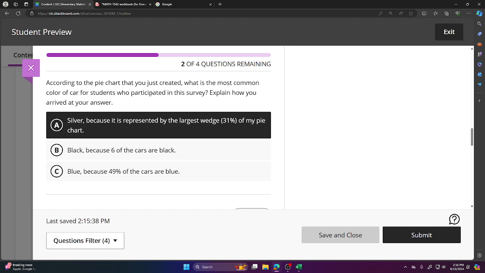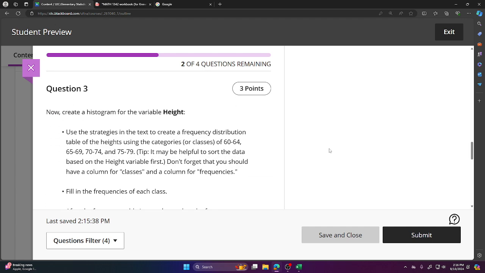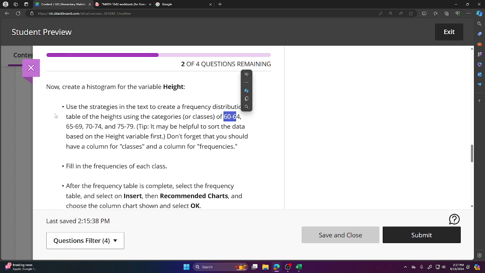Good. Here we go. Part B now. It says we need to create a histogram. Remember, histograms are bar charts, but with their bars touching. That's the only constraint. Bar charts where they're touching. And they say that we want to go 60 to 64, 65 to 69, blah, blah, blah, for the heights. So we're going to look at the heights, and we're going to basically classify them into these different groups, into these different classes.